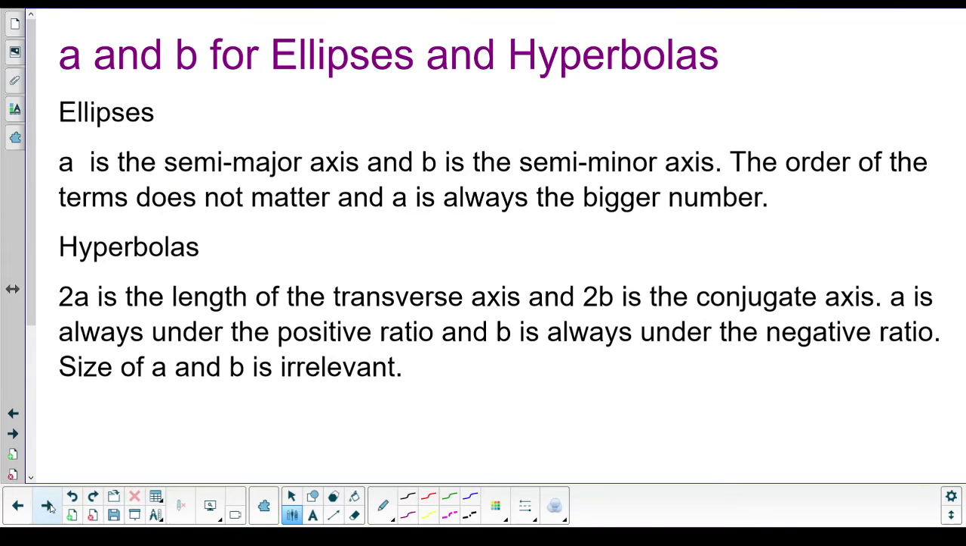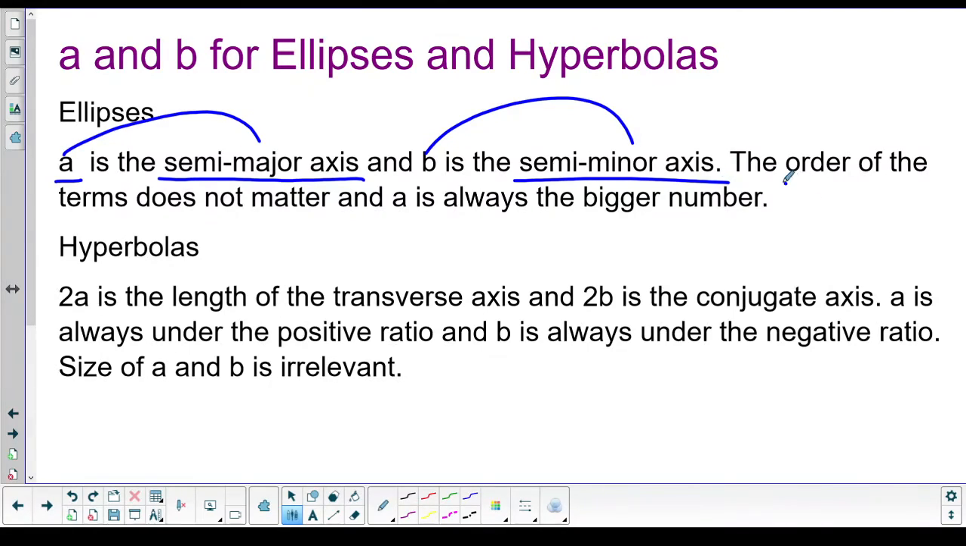All right. Let's talk about the a and b for ellipses and hyperbolas, because the a and the b can be a little bit confusing. So let's just talk about them one more time so that they're fresh in your brain. For ellipses, a is going to tell us our semi-major axis, meaning the longer axis of our oval. And b is going to tell us the semi-minor axis, so the shorter distance across the oval.